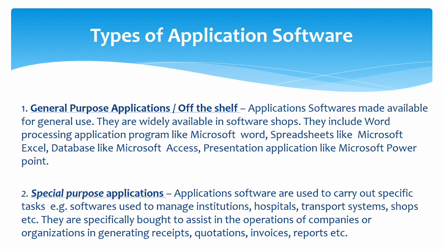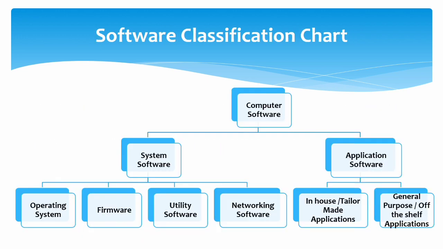So these softwares fall under special purpose. You buy them for helping you in managing the operations of a company. So some could be for a library, some could be for even running a cyber cafe, some could be for running a hotel. They fall under special purpose. Those are the types of application programs. Two types. So that is now part of software. So that's the chart for how softwares are classified.